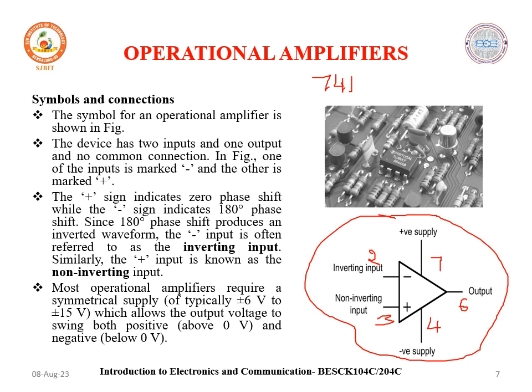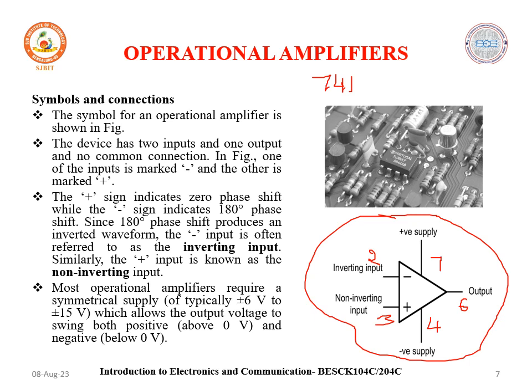The output is the non-inverting input minus the inverting input. So they are divided as two inputs and one output, with no common connections. One input is marked negative and the other input is marked positive. The positive sign indicates 0 phase shift, and the negative sign indicates 180 degree phase shift. Since a 180 degree phase shift is produced in an inverting waveform, the negative input is often referred to as the inverting input. The positive input is referred to as the non-inverting input.